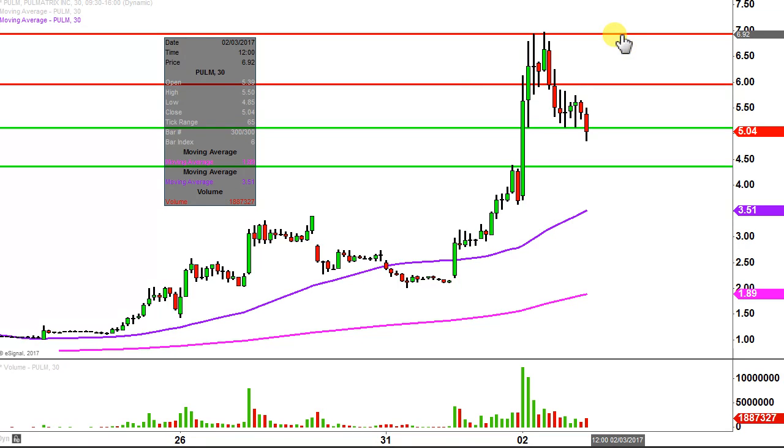So yeah, 6.95, 7, whatever you want to call it, is a level of resistance. But before you start talking about that one, you first have to get back up above that $6 resistance. All in all, like I said, no doubt about it, very nice day. So it'll be interesting to see how this closes out the week tomorrow.